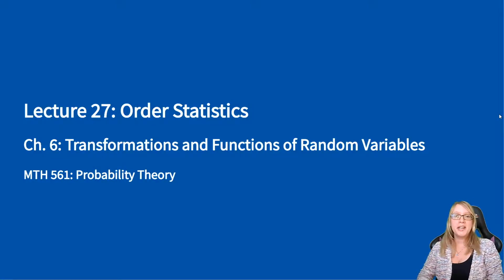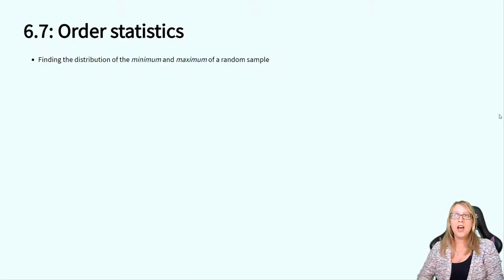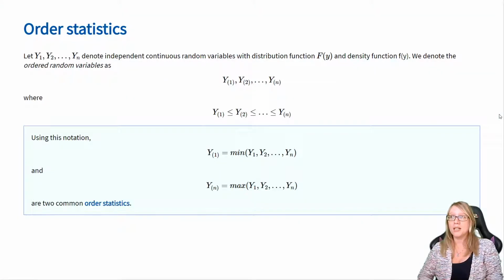In this video, we will be talking about order statistics. Let's go ahead and jump in. We'll start by defining an order statistic. Really what these order statistics are telling us is about the ordered values of the data. So specifically, we'll focus on how to find the distribution of the minimum and how to find the distribution of a maximum, given a sample of data.